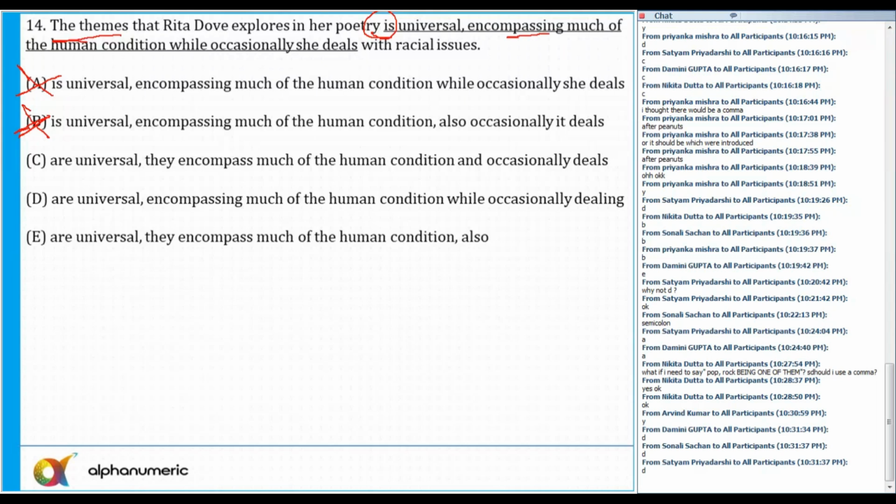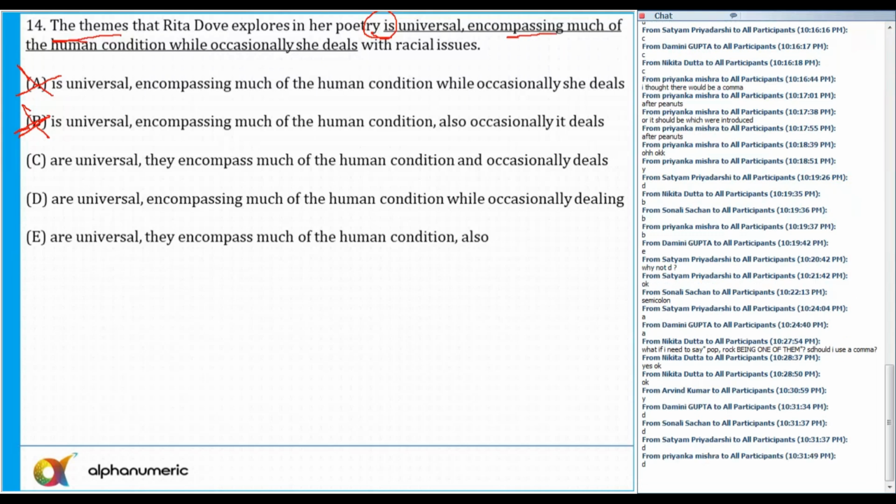Encompassing much of the human condition while occasionally dealing. All of them have to be in the ing form, encompassing and dealing. I think these should be the answer. The themes that Rita Dove explores in her poetry are universal, encompassing much of the human condition while occasionally dealing with racial issues. Both the verbs are parallel in the ing form. Absolutely right. Number D is the answer for question number 14. Anybody has any problem?